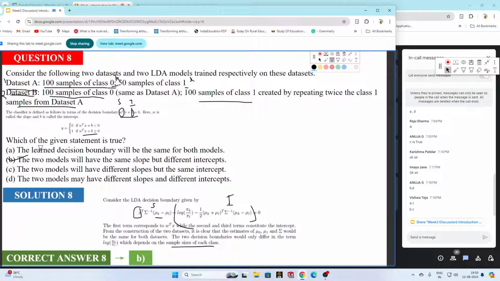Now the first option, the learned decision boundary will be the same for both models, and we have options B, C and D. The two models will have the same slope but different intercept. The two models will have different slope, different intercept. The two models may have different slope and different intercept. So these are the four options given. Two models means one model will be formed by dataset 1 and the second model by dataset 2.